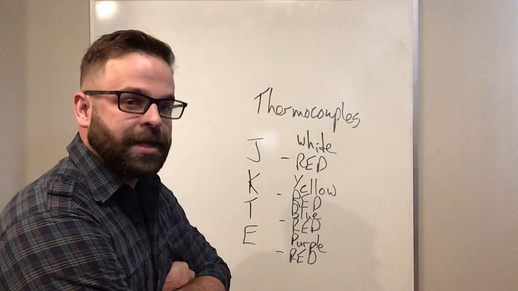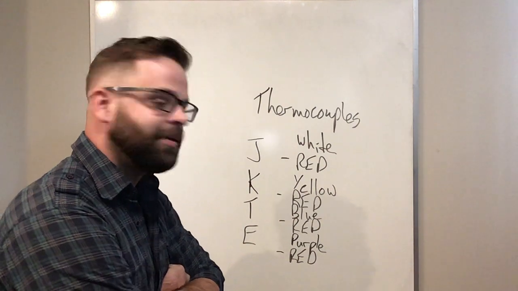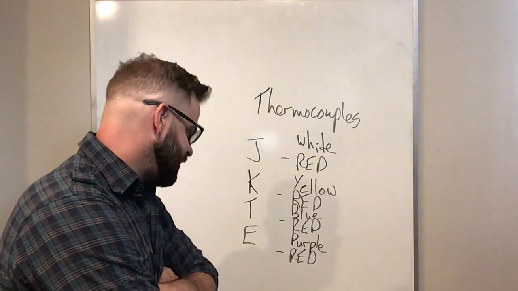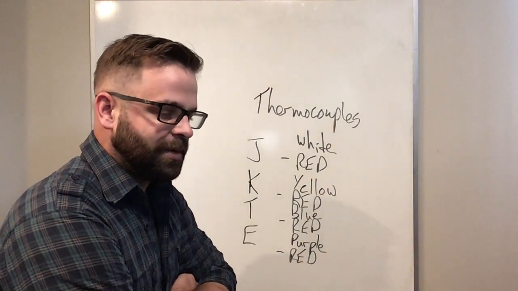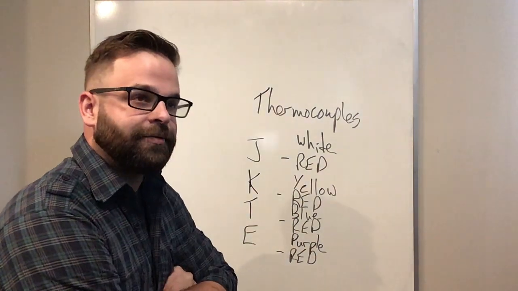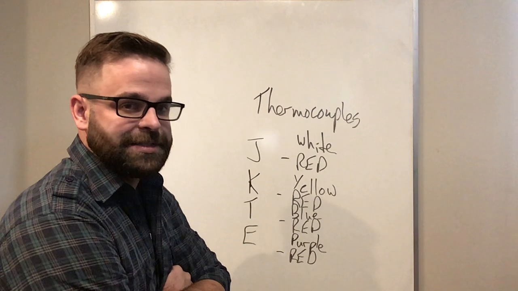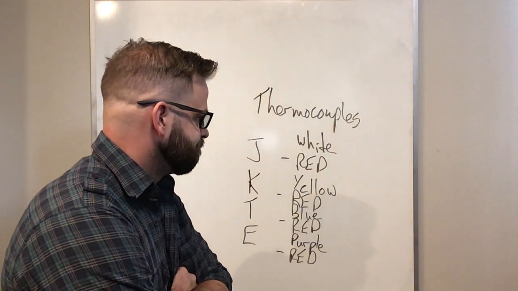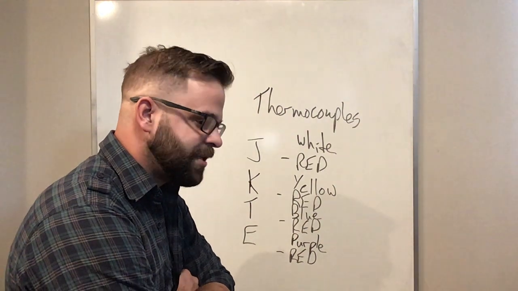So type J is white and red, type K is yellow and red, type T is blue and red, and type E is purple and red. If you end up looking up a table for these values, you'll see that all of them have, and in lab class I will show you, a different temperature range that they can be used at.